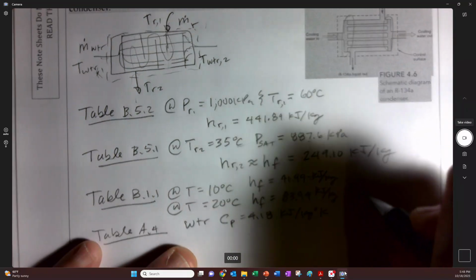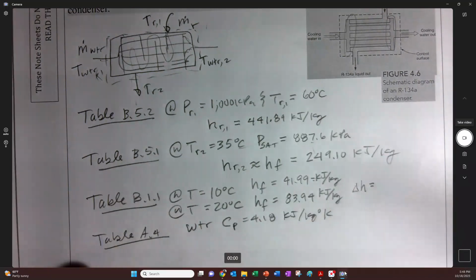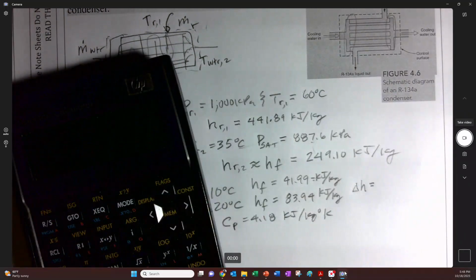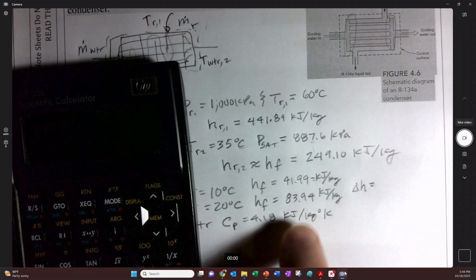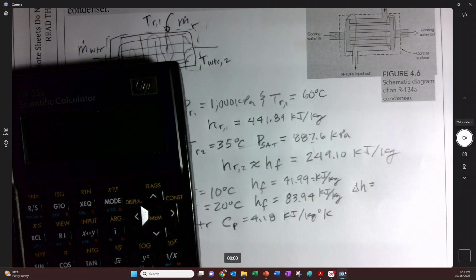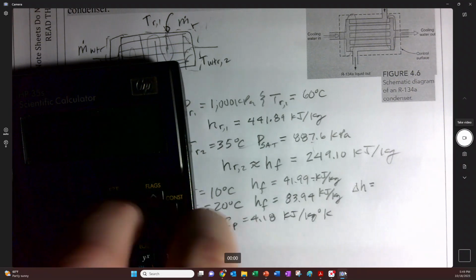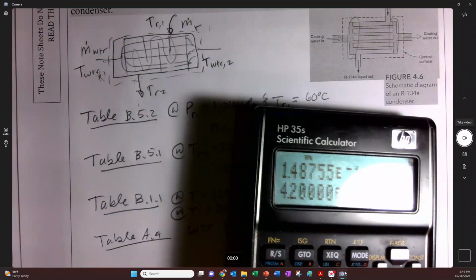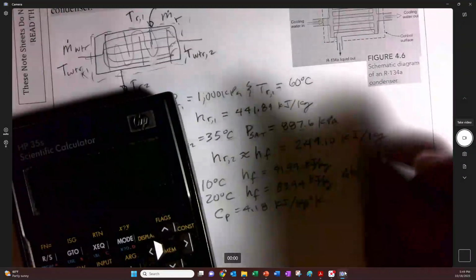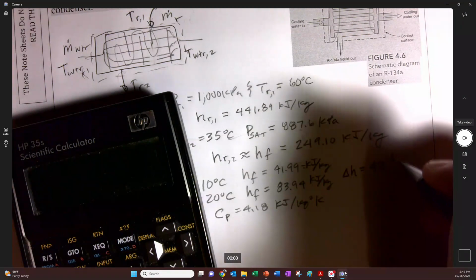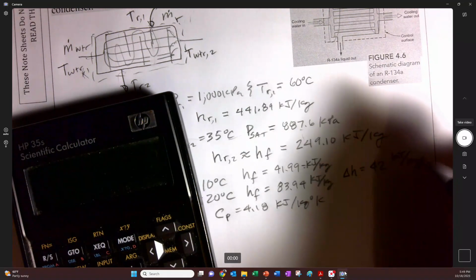Let's go delta h right here. What is the difference between that? And that's going to be 83.94 minus 41.99. Wow, they're close. So we have a difference of 42 kilojoules per kilogram of water.